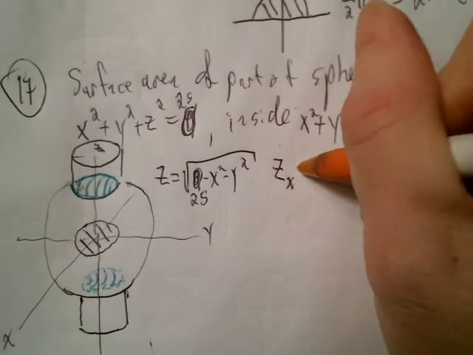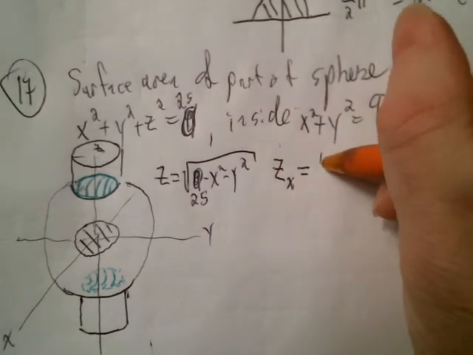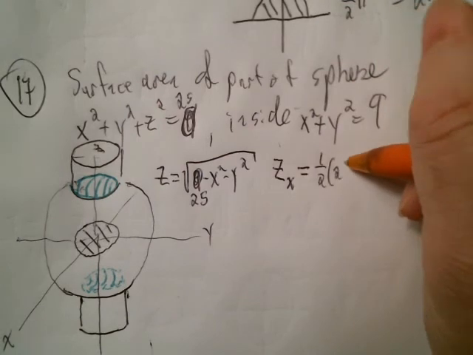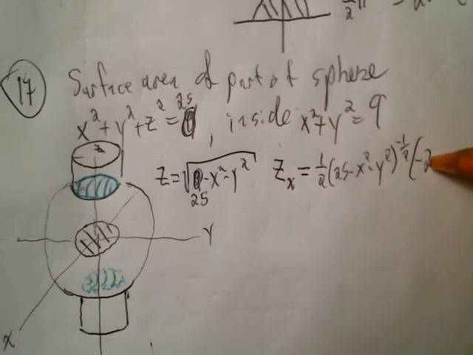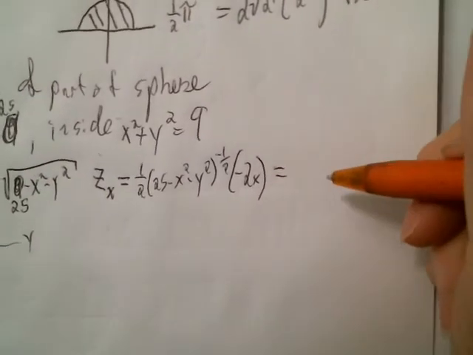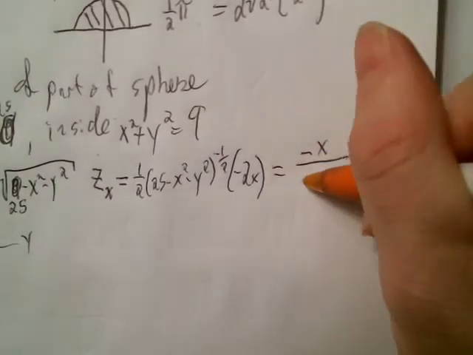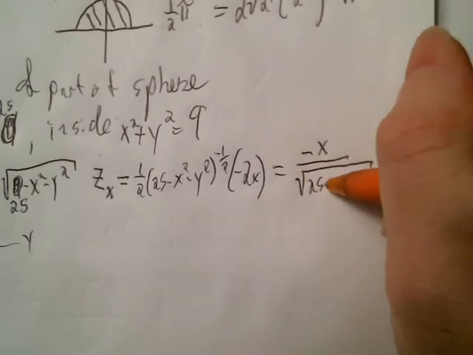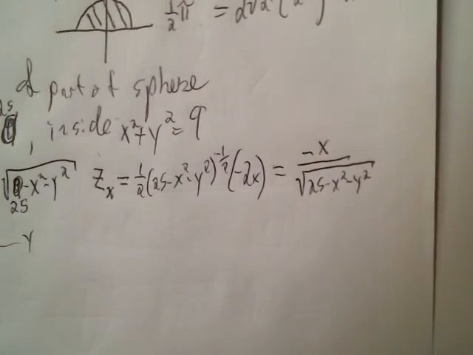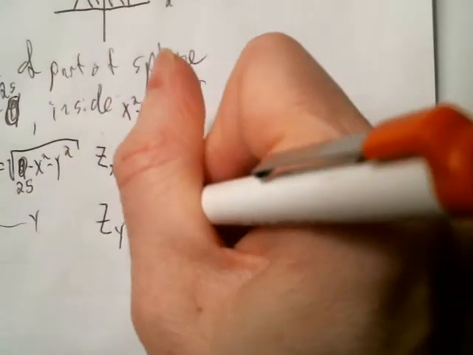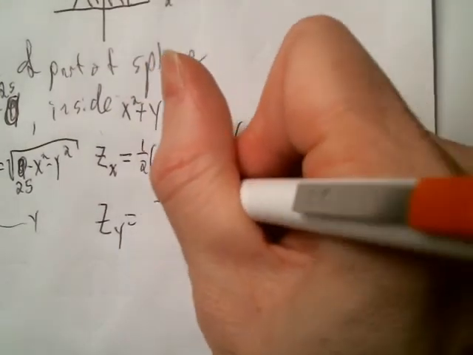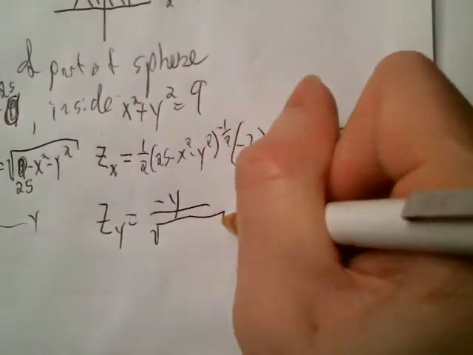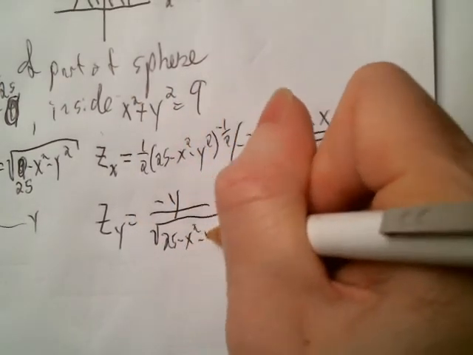So zx is going to be 1/2 times 25 minus x squared minus y squared to the negative 1/2 times negative 2x. Right? And then that will be negative x all over the square root of 25 minus x squared minus y squared. And then zy is going to be kind of the same spiel, but with a negative y up top, right? So negative y all over the square root of 25 minus x squared minus y squared.